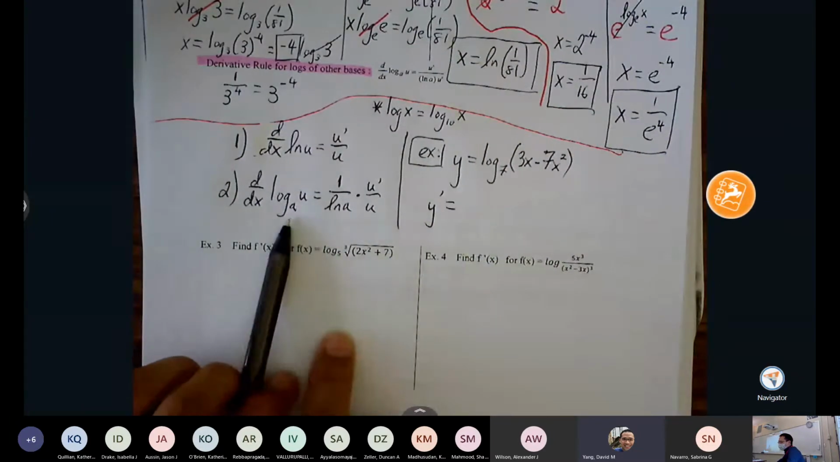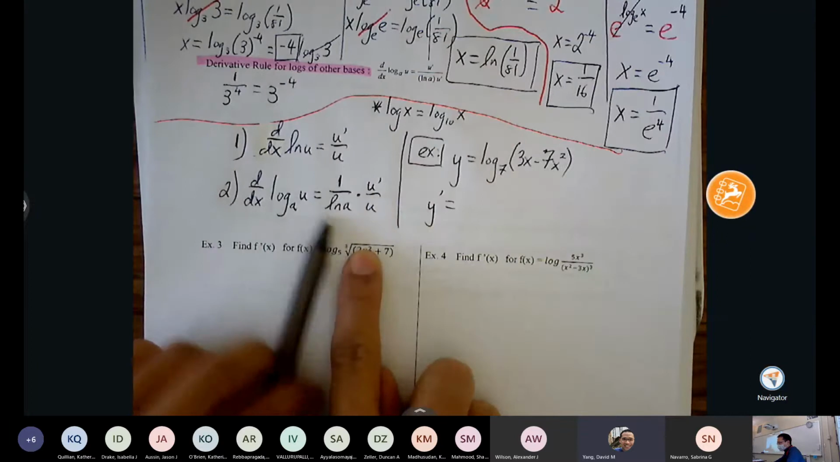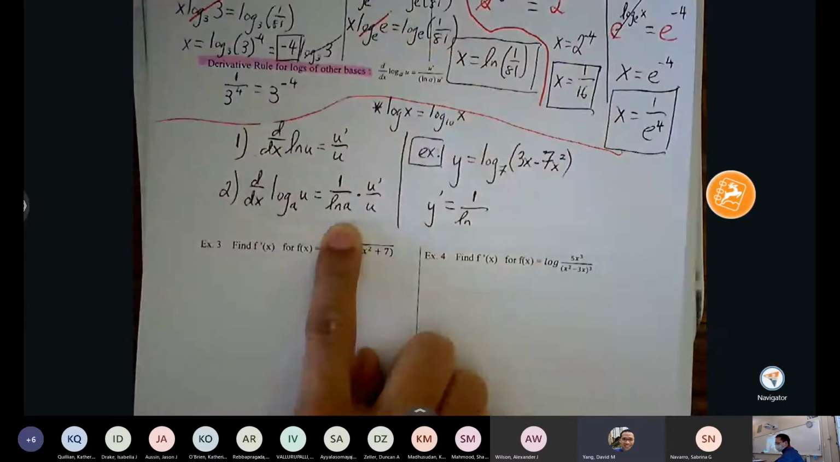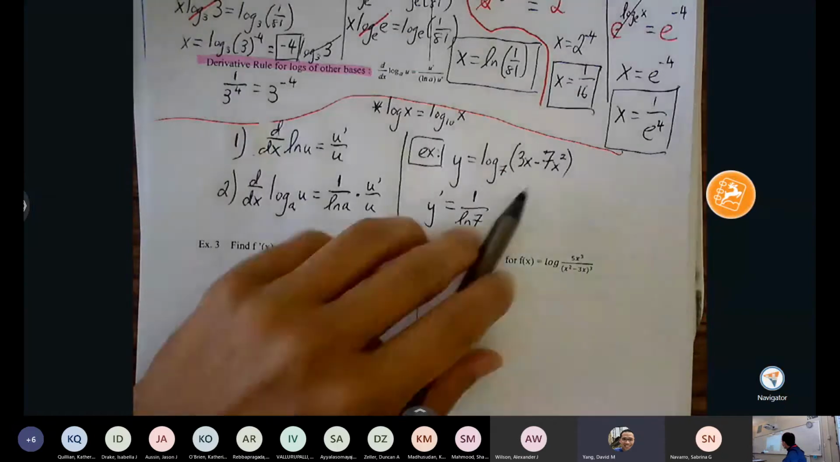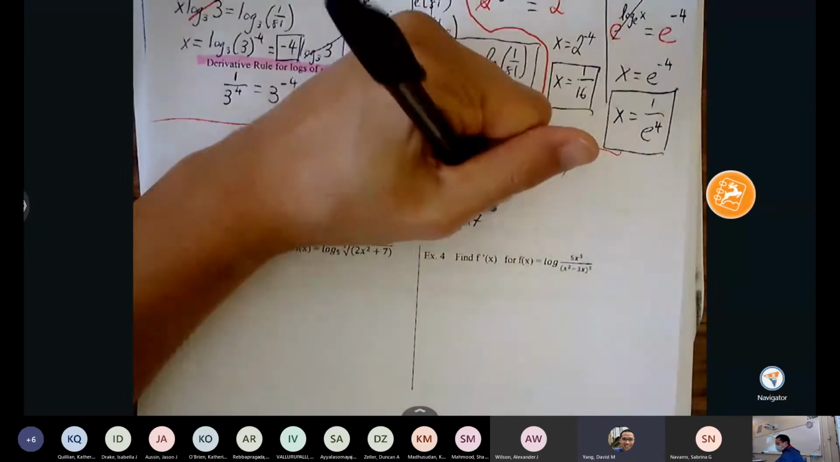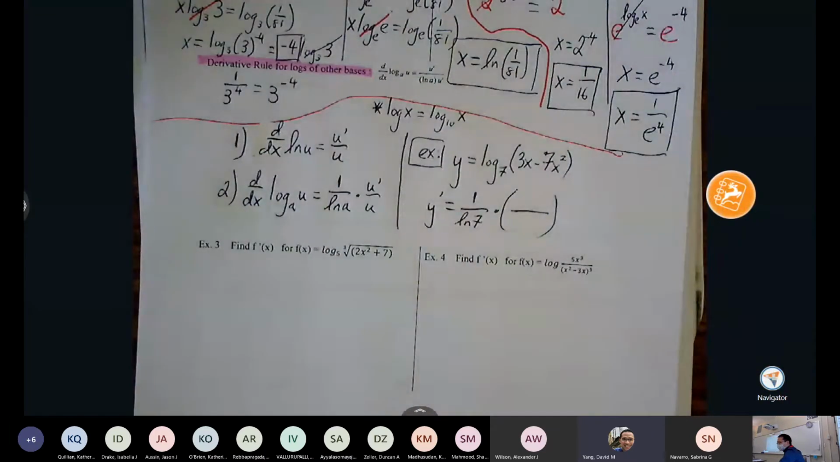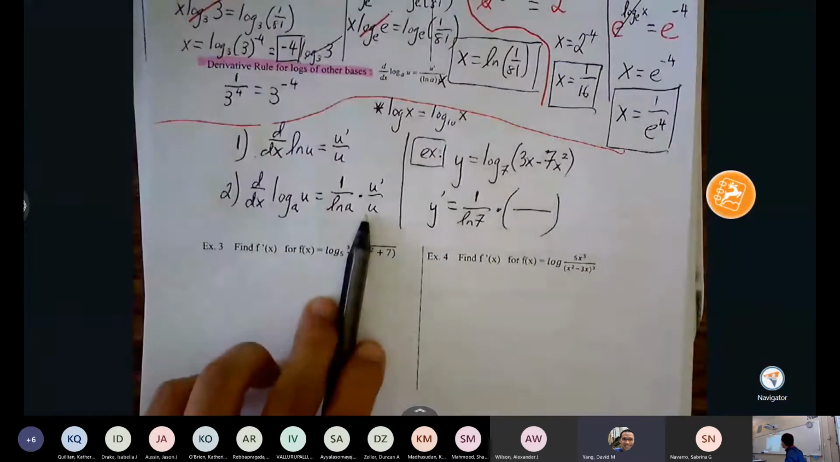Okay, what's my a value? 7. So the first part is a conversion into base e. So 1 over natural log of 7. So that takes care of the fact that it's not base e. It does its conversion into base e. And now the rule looks just like how you would do with natural log. U prime over u. Yes? On the worksheet, it says u prime over u prime. Sorry, yeah, that's wrong. It should be u prime over u. Typo there.